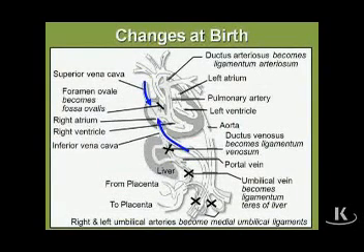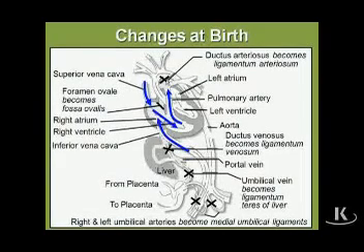But with the closure of the foramen ovale, that means that there's only one pathway out of the right atrium, and that is to the right ventricle. So that's where the blood goes, to the right ventricle. Leaving the right ventricle, we go into the pulmonary trunk. And now, because of the expansion of the lungs and the reduction of pulmonary vascular resistance, the blood from the pulmonary trunk can in fact go out to the pulmonary arteries. And in addition, the ductus arteriosus closes, and the adult remnant of that is called the ligamentum arteriosum.